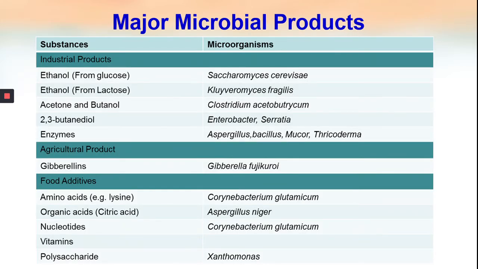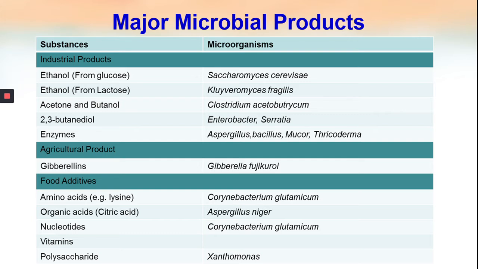Okay, now we are looking into some major microbial products that have been produced by different kinds of microorganisms. As you can see from the table, it has listed out some of the different microbial products together with the microorganisms that are responsible for producing the product, such as ethanol from Saccharomyces cerevisiae. This is the common type of yeast, and another type of yeast that is quite uncommon is Kluyveromyces fragilis.